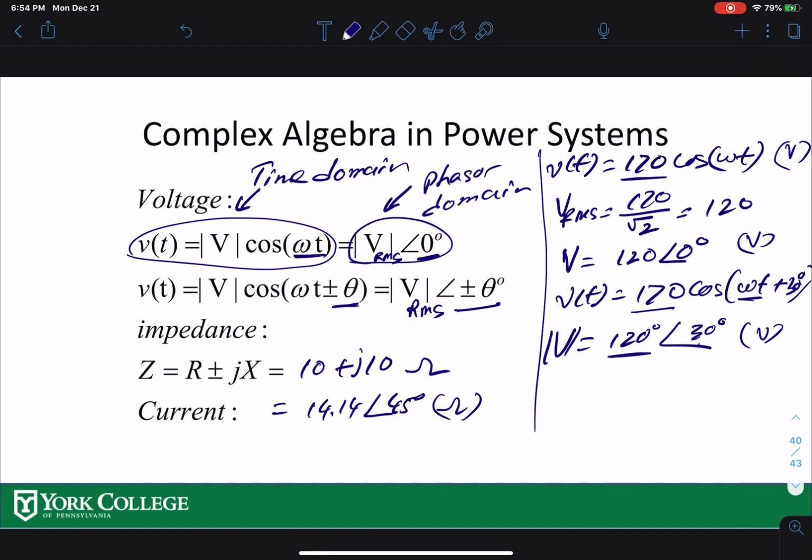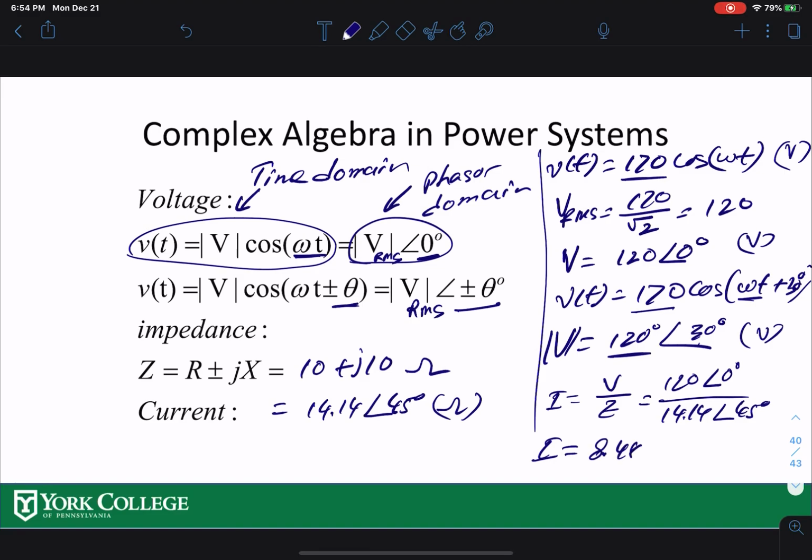So now if I try to find I over here, I would be V over Z, right? So now you have 120, let's use angle 0 so it will be easier, over 14.14 angle 45 degree. So your I would be, you'll get 8.48, and it will be negative 45 degree amps. So this is your current in phasor domain.